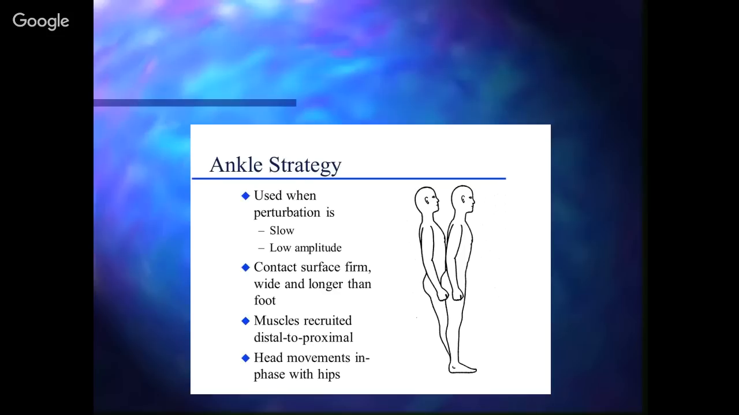I'll provide this to you, but here's an ankle strategy where the perturbation, again, is slow. It's of low amplitude. We're maintaining the feet contact with the surface. We're getting a recruitment of muscle activity, once again, distal to proximal. Head movements are going to be in phase with the hips. So what we're seeing here is an anterior to posterior directed push.